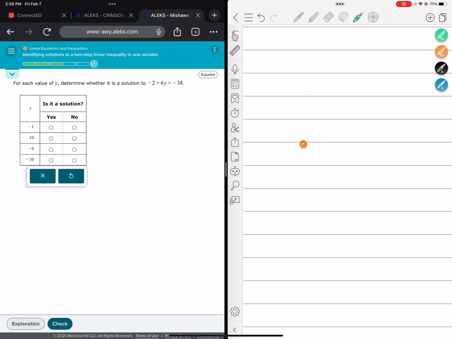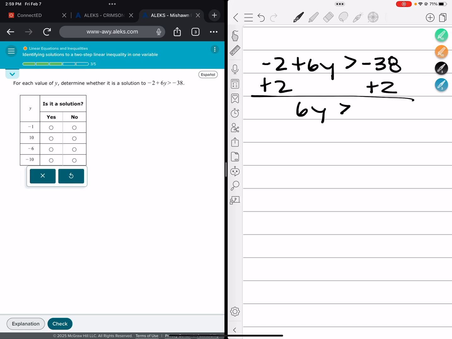All right, and doing this one last time. Again, I prefer the solving it way, so how I would do that is I have negative 2 plus 6y is greater than negative 38. I'm going to go ahead and solve by adding 2 to both sides. This gets me 6y is greater than negative 36. Divide both sides by 6, and I'm left with y is greater than negative 6.